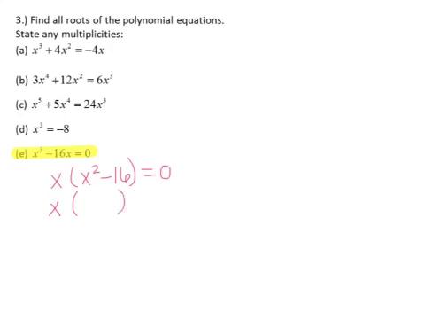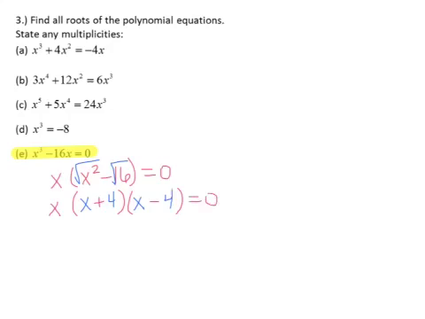For difference of squares, you set up your two parentheses, one's a plus, one's a minus. To get the first term of each set of parentheses, we take the square root of the first term. So I have x and x. To get the second term, we take the square root of the second term, and we get 4 and 4. I'm going to set this equal to 0.